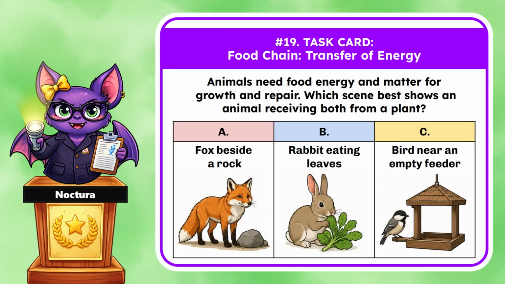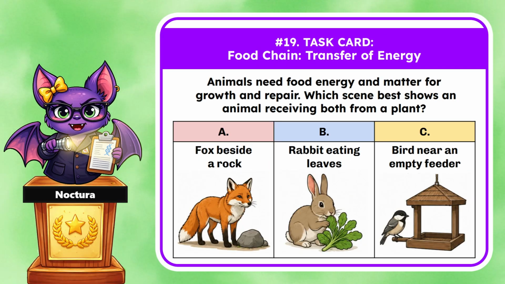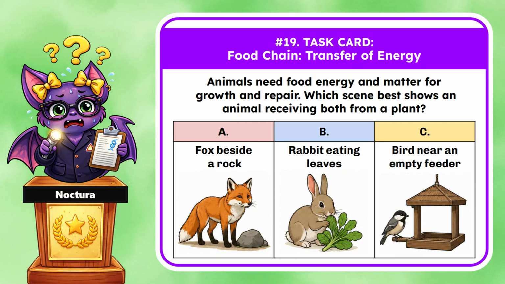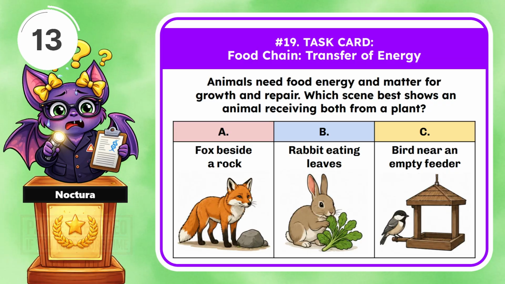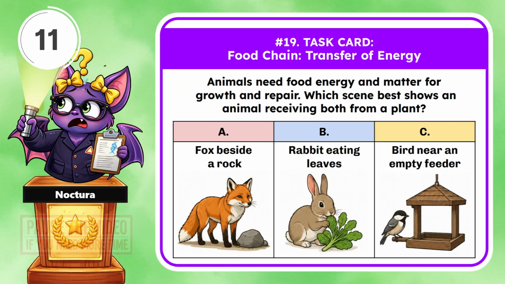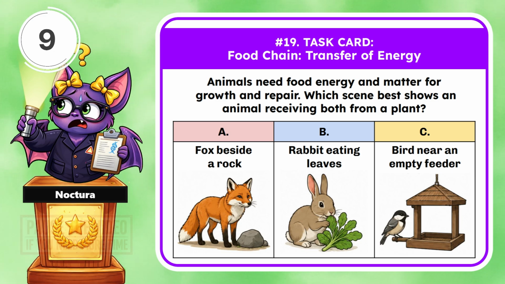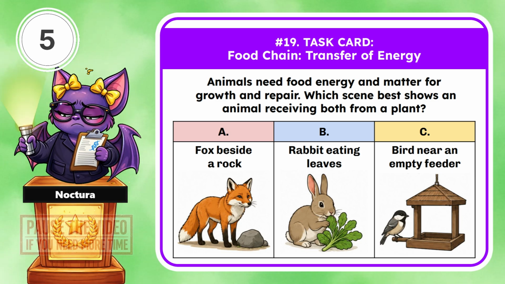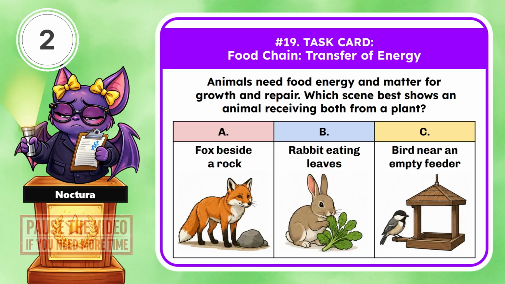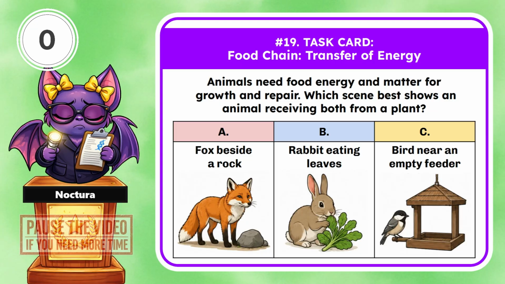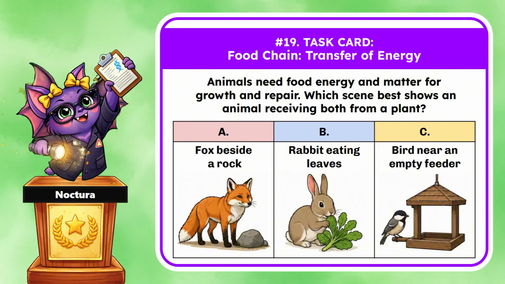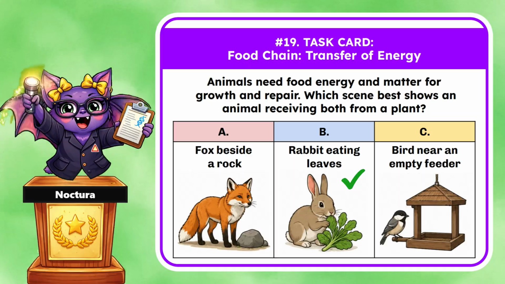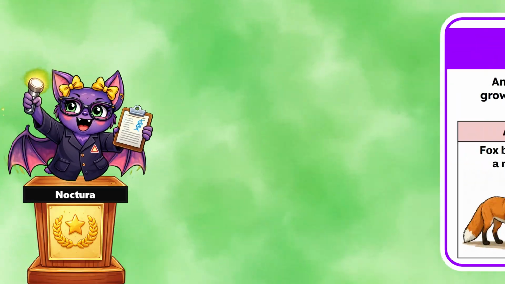Animals need food, energy, and matter for growth and repair. Which scene best shows an animal receiving both from a plant? And the correct answer is letter B. Rabbit eating leaves.